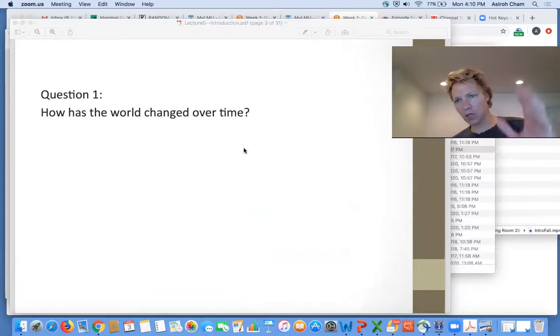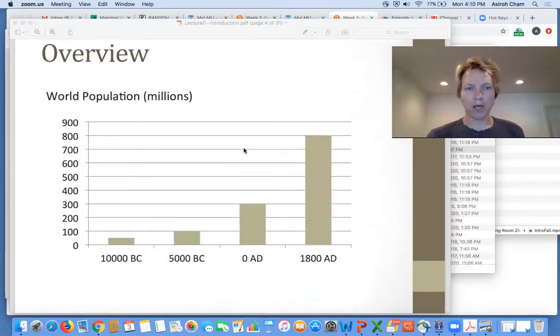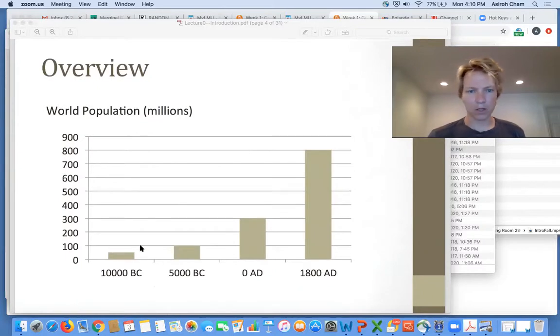And so to kind of answer this, there will be a right answer at the end, but we want to think about how the world has changed over time. So here is the world population in terms of millions of people, and so we can see this sort of explosion. If we were to continue this up until the present, what is it? 7 billion right now.